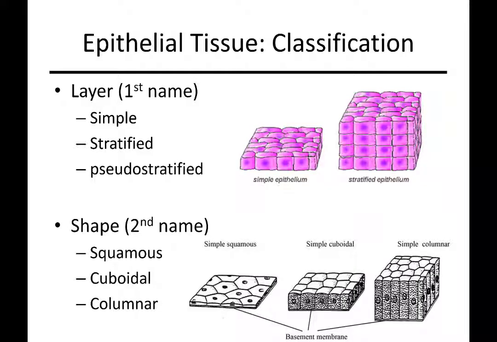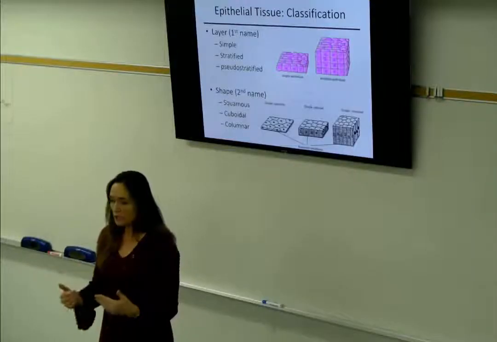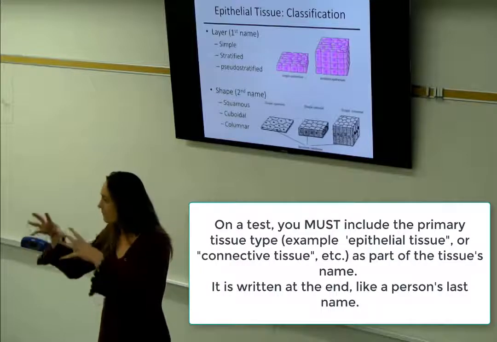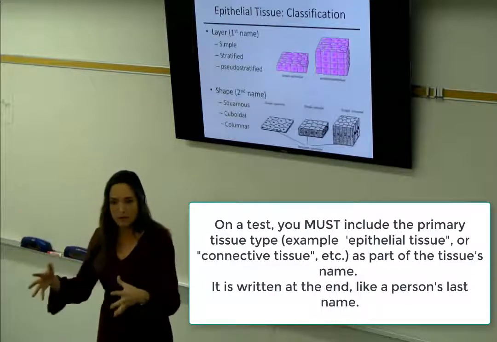So this is where we get into some terminology. For epithelial tissue we want to make sure that we know that we have a first name and a last name. Its last name is epithelial tissue. So for everything that you're going to write, epithelial tissue will be part of its name. Especially on your tests, I'm going to need to know that you know which of the 4 tissue type big picture categories we're talking about.